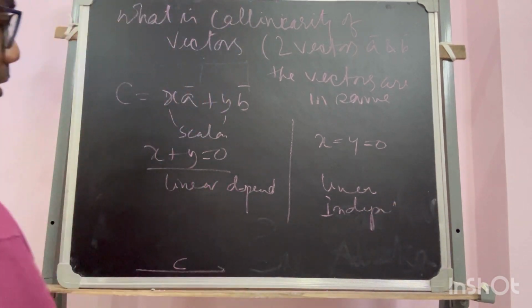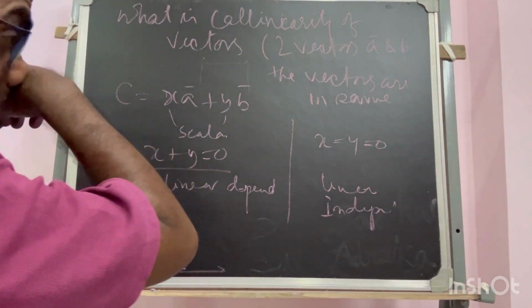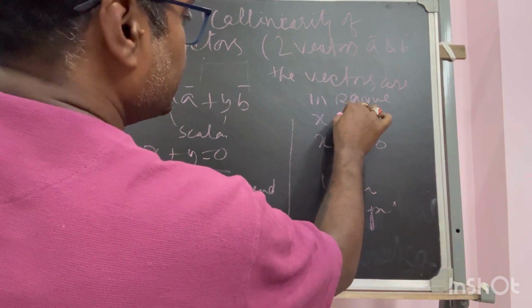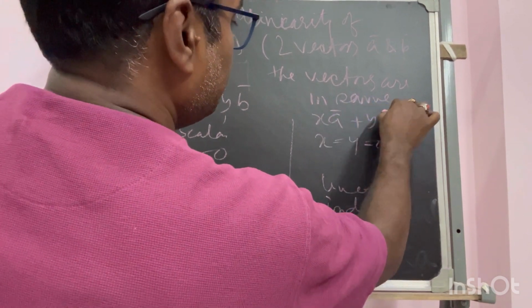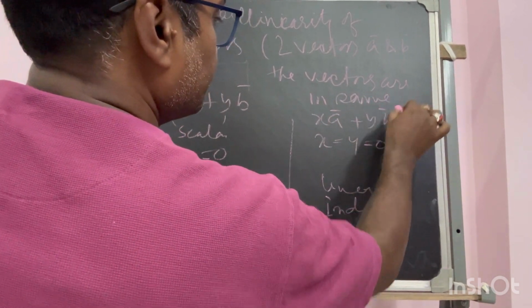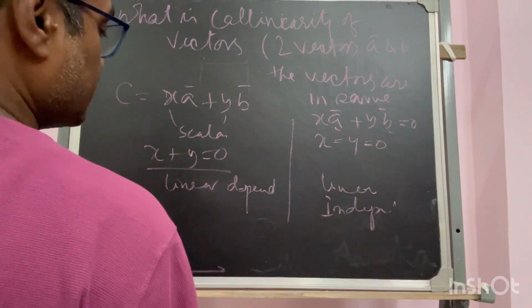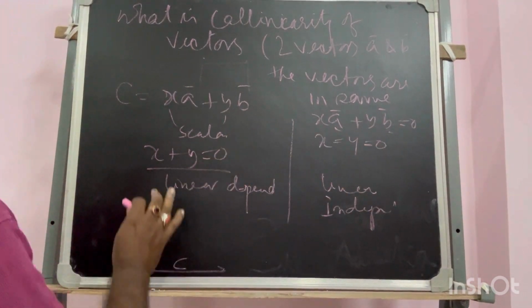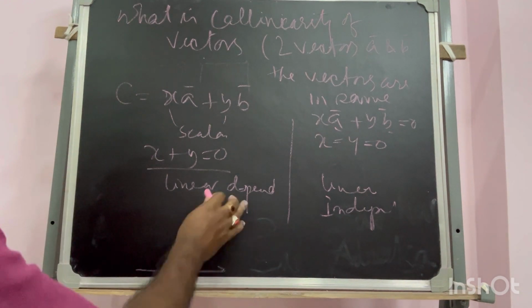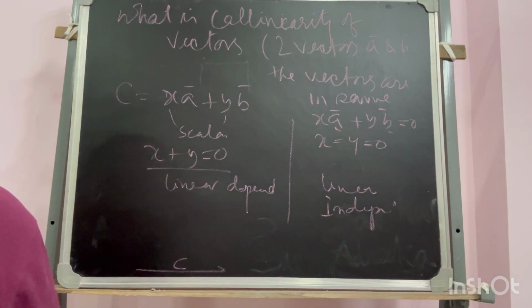For linear dependency, we can say that xa plus yb is equal to 0, where a and b are the vectors, and x and y are the scalars. So this is the condition for linear dependency. This is our second condition.